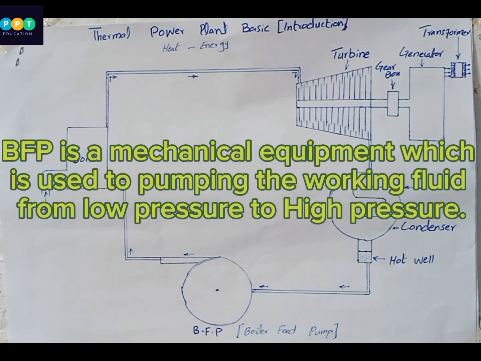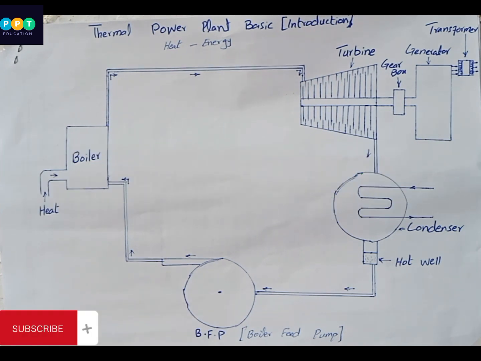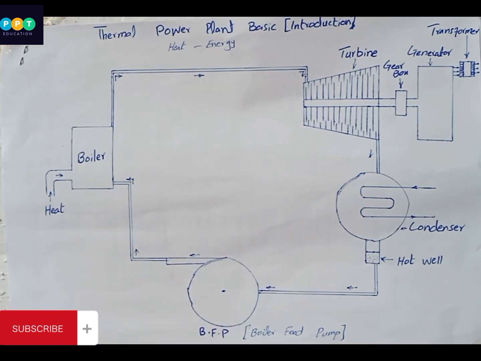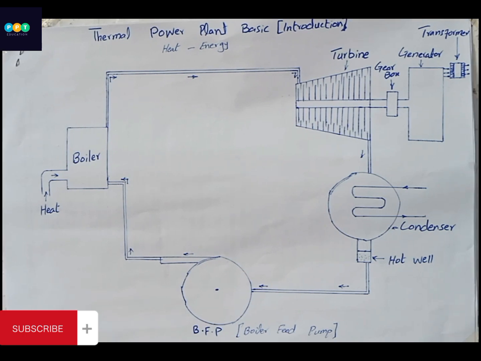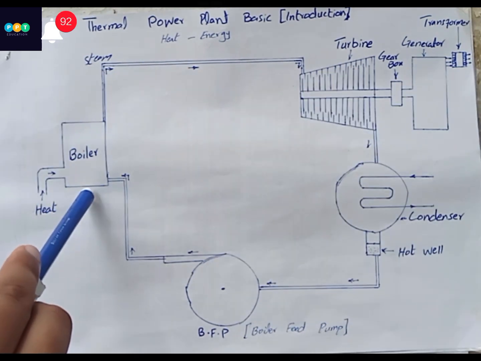BFP is a mechanical equipment which is used for pumping the working fluid from low pressure to high pressure. BFP is a multi-stage pump, which has more than one impeller. When water passes through these stages, each stage increases the water pressure. Thus, after passing through the stages, the pressure of the water increases, and then the high-pressure water is sent to the boiler.